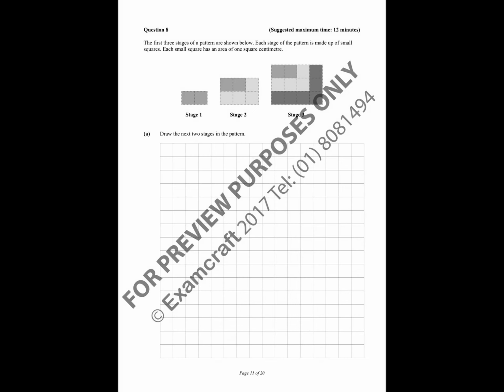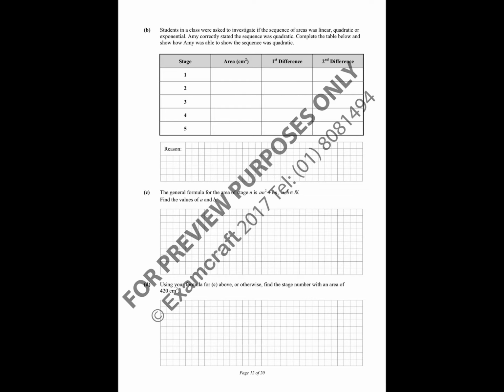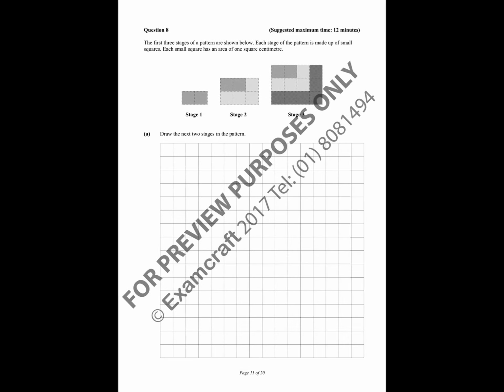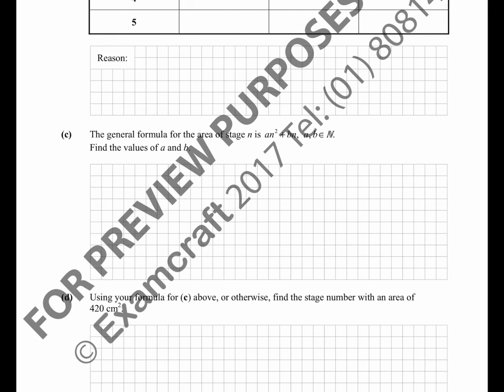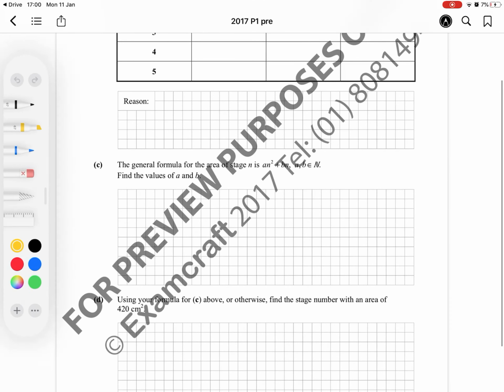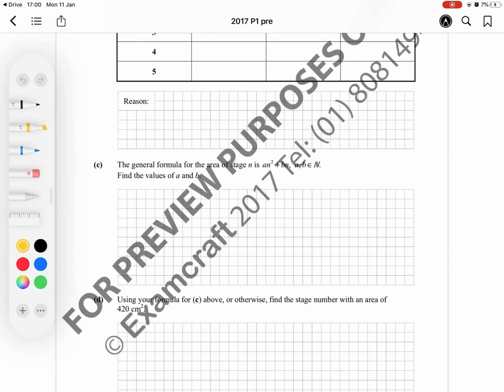So question 8 is a patterns question, and for 8 part C, it's looking at finding values for A and B. This is something I'm going to go through with you in the next couple of weeks, looking at patterns and navel and neoc. But for this, if you have a non-linear pattern, and they don't give you all the details, we can try and see what we know.